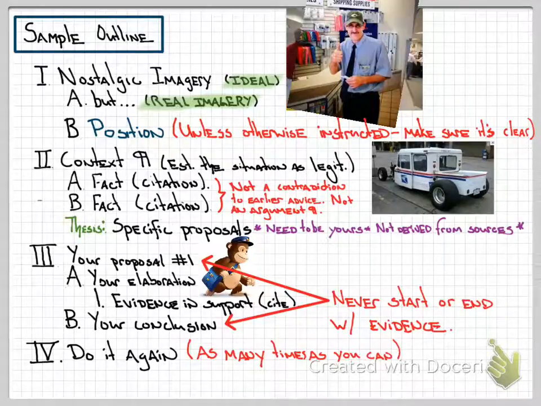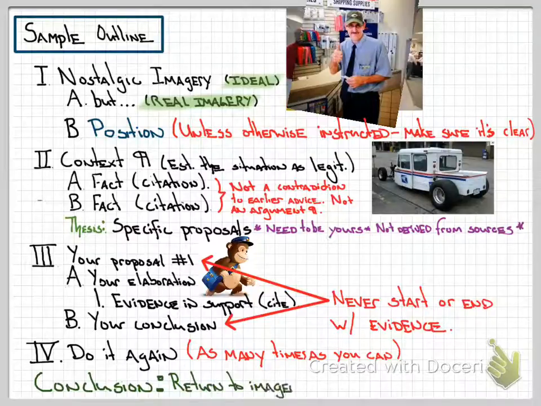And when it comes to the conclusion, I think a good way to end your argument is to return to the ideal imagery from your introduction, or real, depending on what you're arguing. Make a bold claim that your arguments will restore the post office.